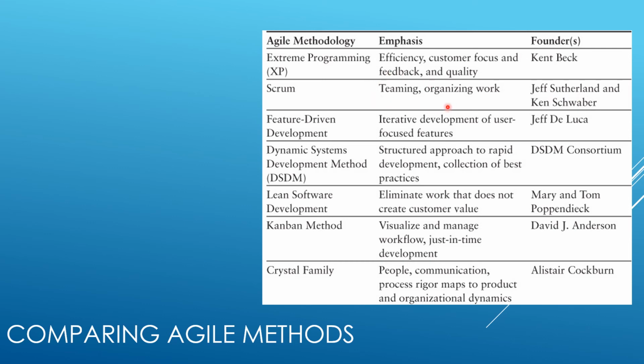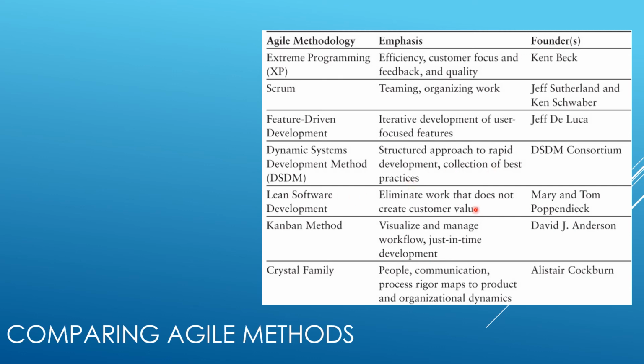The emphasis of Scrum is teaming and organizing work. It is one of the most widely used management frameworks in Agile. FDD was founded by Jeff De Luca. FDD focuses on iterative development of user-focused features. So you prioritize features which are user focused, iteratively develop that particular feature, and go to the next feature. You have to plan and build accordingly. DSDM was created by the DSDM Consortium. It's a structured approach to rapid development, a collection of best practices.